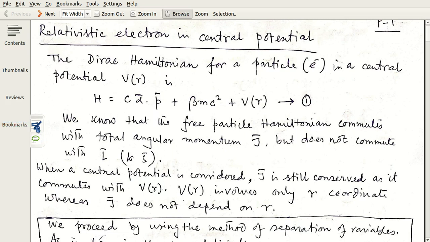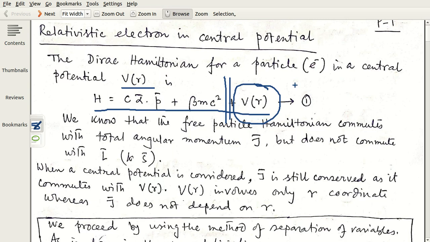Central potential, you understand, means the potential is dependent on the radial coordinate r only, no angular dependence, no theta phi dependence. And the Dirac Hamiltonian will take the shape, as you understand, c alpha dot p plus beta mc square plus the potential. So far we were confined up to this part when the particle was free, and in this class we consider this V(r) potential, that is central in nature.